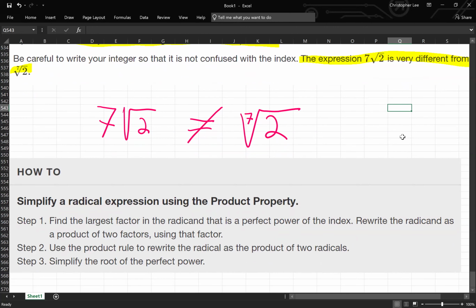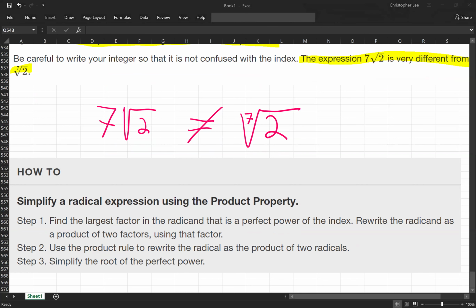So step one, find the largest factor in the radicand that is a perfect power of the index. Rewrite the radicand as a product of two factors using that factor. Step two, use the product rule to rewrite the radical as the product of two radicals. And step three, simplify the roots of the perfect power. All right, there's a little bit of notes with that.